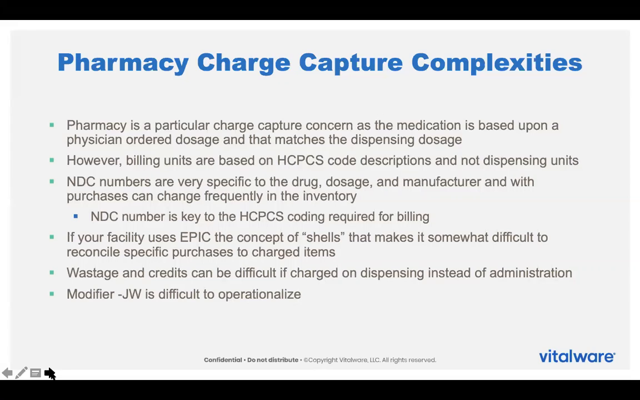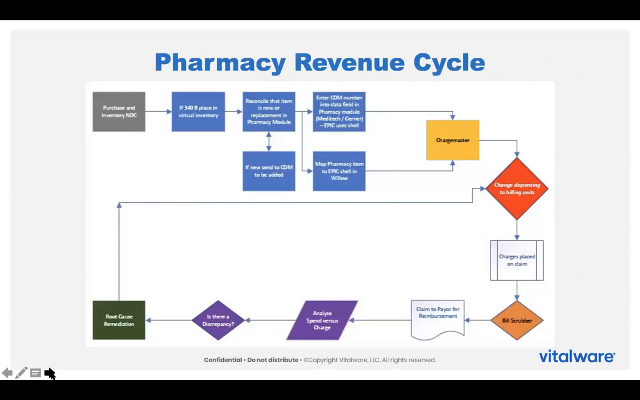It starts with the fact that the NDC gives you your billing package size and what have you, and then it goes into the order and the dispensing, which is fine. But then that dispensed dose will not have the same units on it as your billing dose. So that's an issue. If you're in an Epic environment, you may struggle even more because of the concept of shells, where a lot of the individual drugs go into a shell and are billed out that way. Wastage and credits continue to be a problem nationwide, and every institution I've been at the last 5 years, wastage is still an issue when I go in and audit them. So when we look at the pharmacy revenue cycle, it's very different.